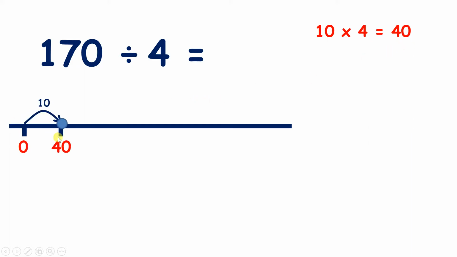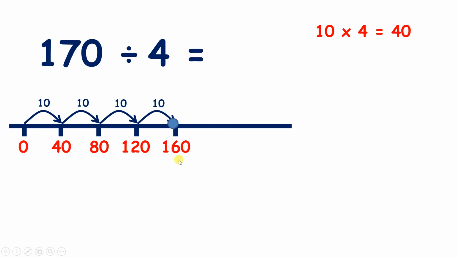So 10 fours takes us to 40, another 10 fours gives us 80, then 120, then 160. Now adding another 10 fours would take us to 200, and that would be too many. So let's stop at 160, and now, rather than counting up in steps of 10 times 4, we can count up in steps of 4.